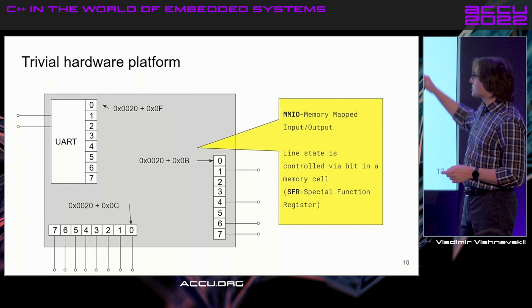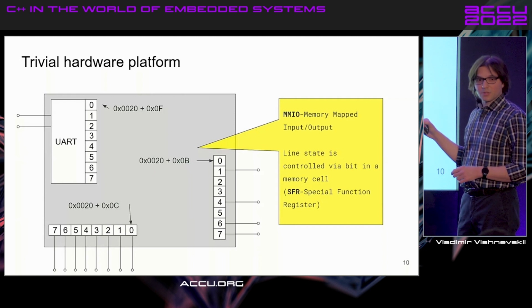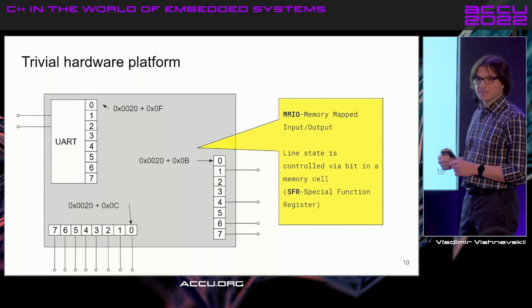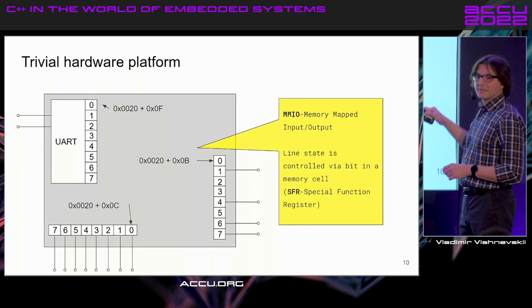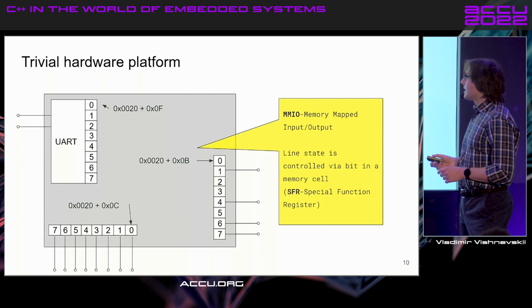Also about the terminology, the group of these lines can also be called a port, but it's not the port-mapped input-output as in, for example, x86. This is just the name that is used. So the group of lines can be grouped in a port.